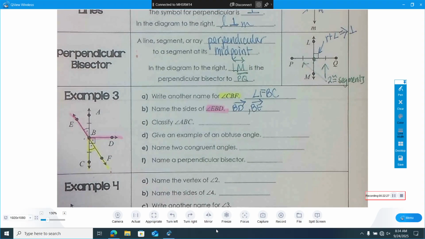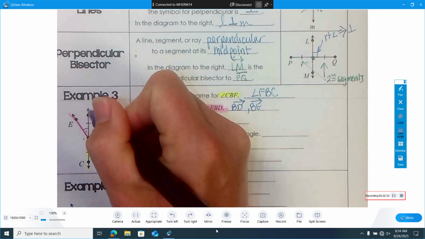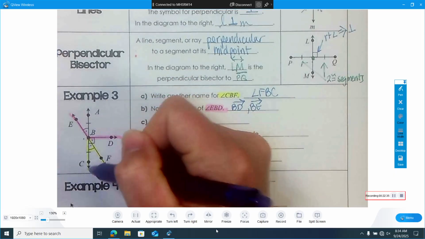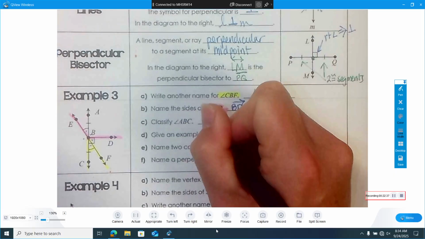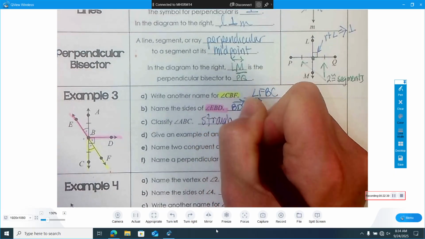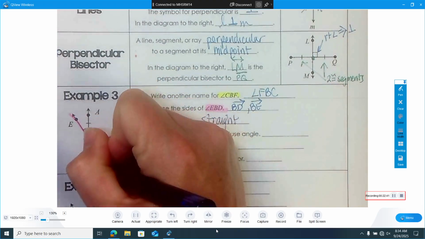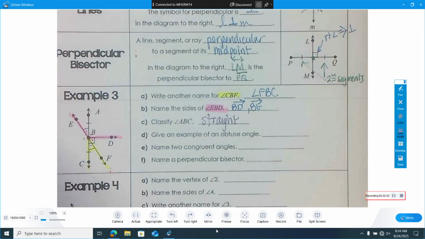Classify angle ABC. Oh boy, I need another color here. ABC. What's ABC? Straight angle, yeah. It is a straight angle because it is perfectly straight and makes a straight line.